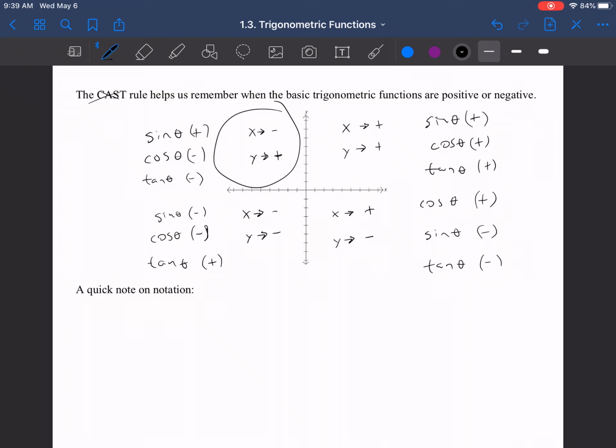So you should be able to figure out the sign conventions for the other ones. And then, of course, the secant, cosecant, and cotangent are just going to match up with their corresponding ones. So like here, cosecant will also be positive.